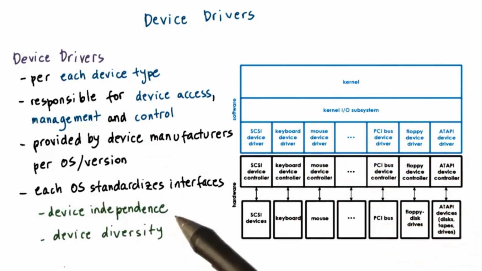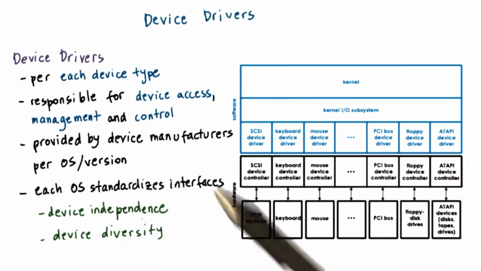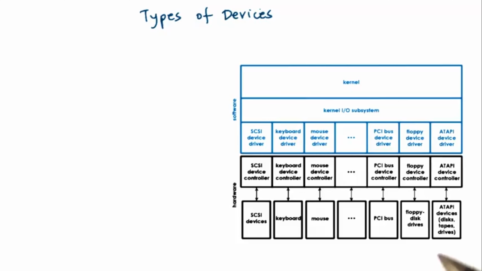In this way, we achieve both device independence. The operating system does not have to be specialized or to integrate a particular type of functionality for each specific device. And also device diversity is an easy way for the operating system to support arbitrarily different types of devices. We just need another device driver. To deal with this great device diversity, devices are roughly grouped in several categories.